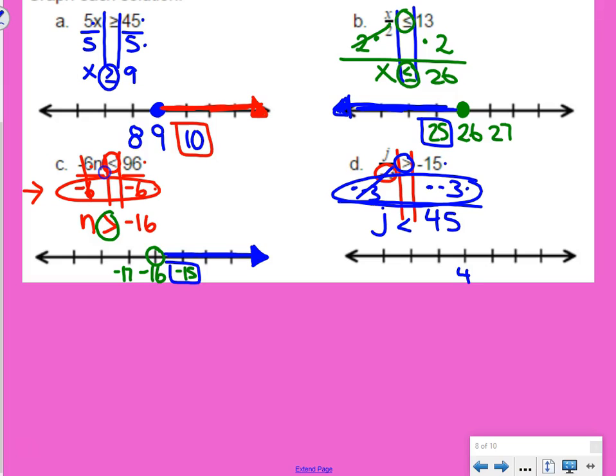Graph that. We have 45 in the middle. 46 is bigger, so it goes on the right. 44 is smaller, goes on the left. It's a less than sign, no equal to, so it's an open circle. And we want to shade in the direction of less than. 44 is less than 45, so we shade over here.